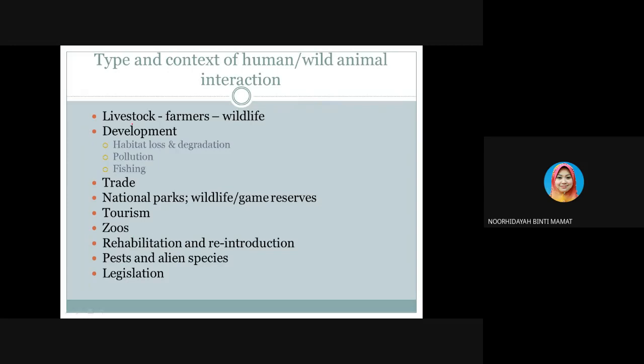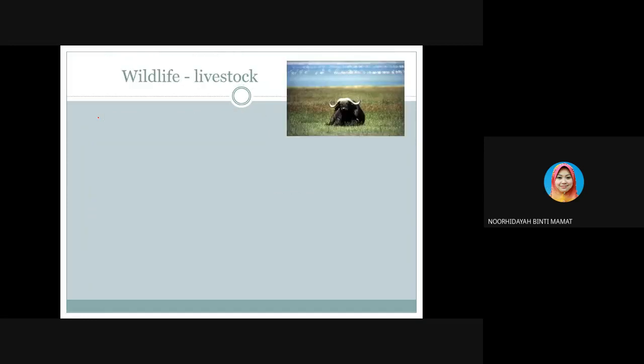For example, the interaction between livestock farmers and wildlife, and development, for example habitat loss and degradation, pollution, and also fishing. We will also look into the trade, national parks, tourism, zoos, rehabilitations and reintroductions, pest and alien species, and also legislations. So we'll go one by one. The first one is wildlife and livestock, the relationship between the wildlife and livestock.